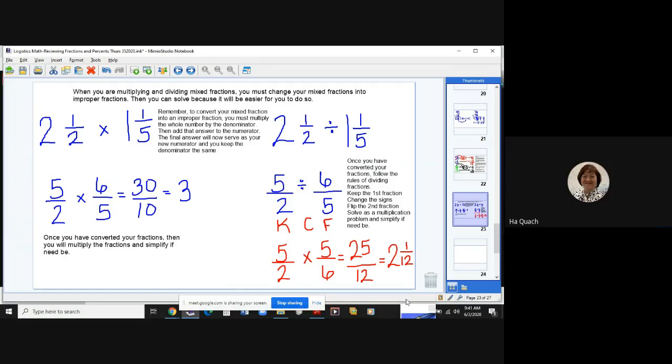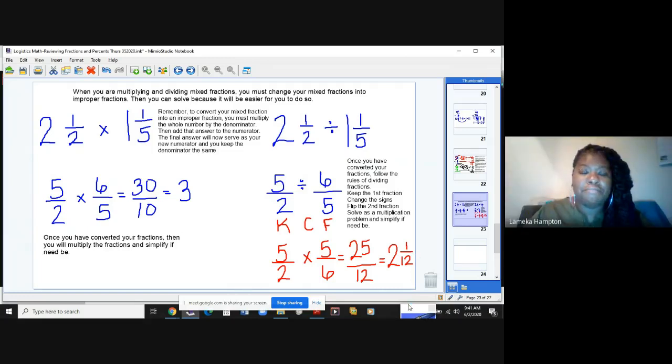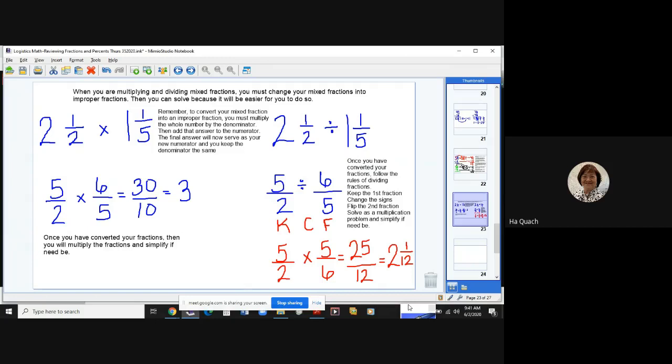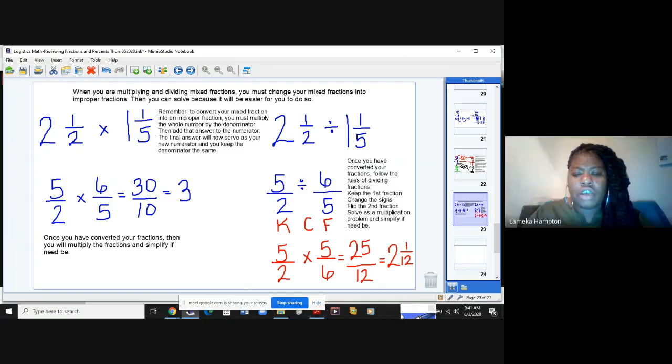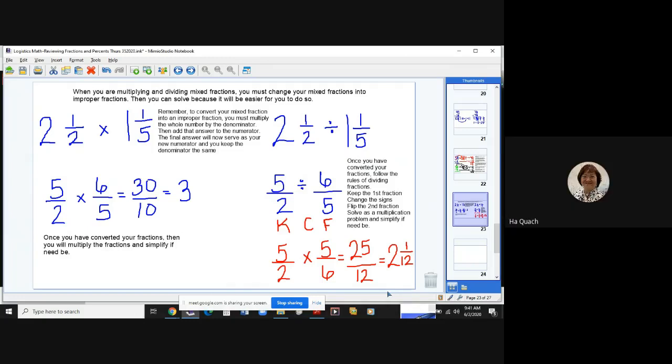Okay. I have one question. Yes, ma'am. The 1/12, the whole number 2. Can you explain the one more? I don't understand the whole number 2 and 1/12.